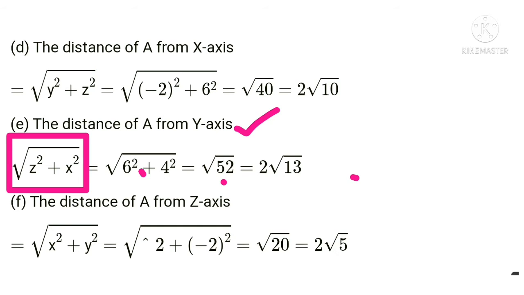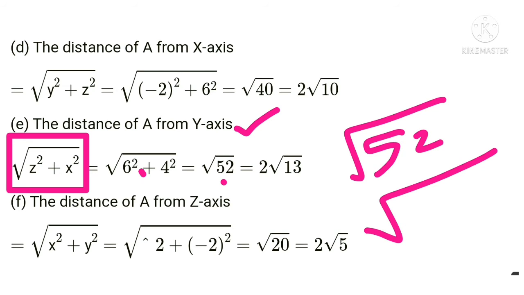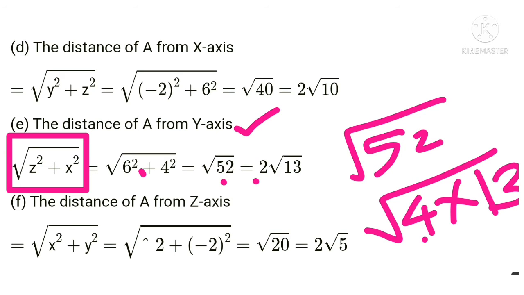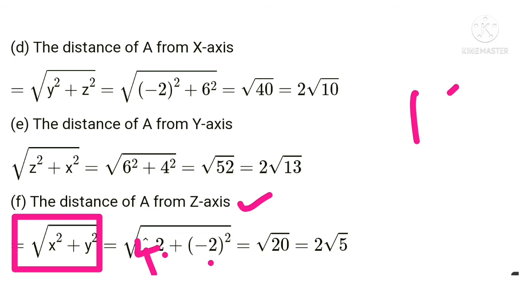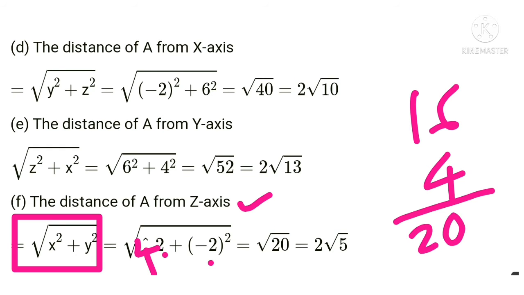52 you can write as root 52, which is root 13 times 4. The square root of 4 is 2 and root 13 stays as it is. And lastly, the distance of point A from the z axis is given by the formula root of x square plus y square. Put the value: 4 square plus 2 square. 4 square is 16 plus 2 square is 4, that is root 20. Okay, 20 means 4 times 5, so it is 2 root 5.